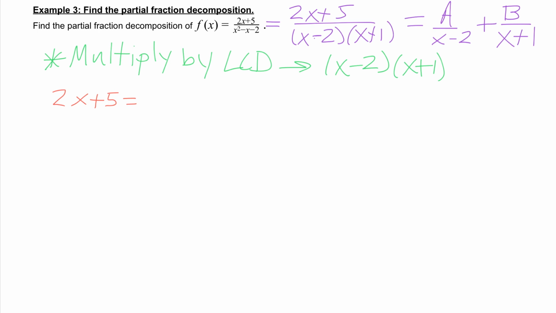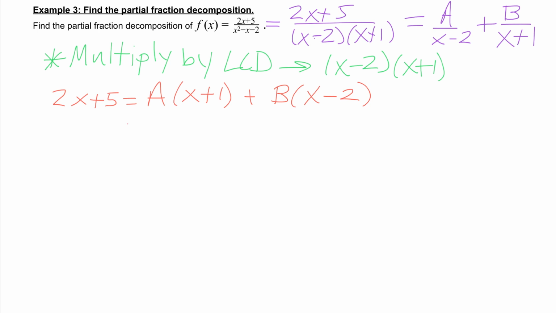Then if I take this fraction here, the a over x minus 2, and multiply it by this, my x minus 2's will cancel, and I'm going to be left with a times x plus 1. So here I have a times x plus 1. And then in my last fraction, I have b over x plus 1. If I multiply that by this least common denominator, my x plus 1's will cancel, and I'll be left with b times x minus 2. So I have plus b times x minus 2.